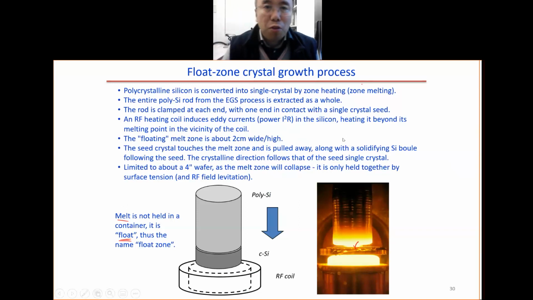In the float zone growth, the polycrystalline silicon is converted into single crystal silicon by zone heating. So we heat it. We need to melt it in order to grow the single crystal. And we also need the seed. This part is the polycrystalline. This one is the single crystal silicon. This is the seed for the growth. So we still need the seed for the growth.